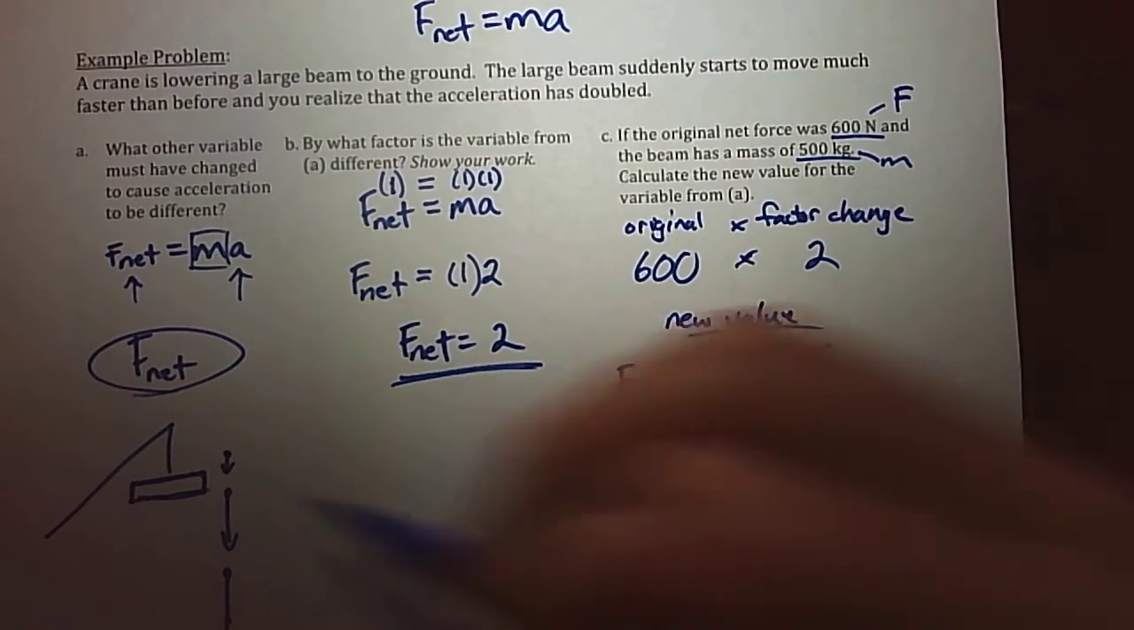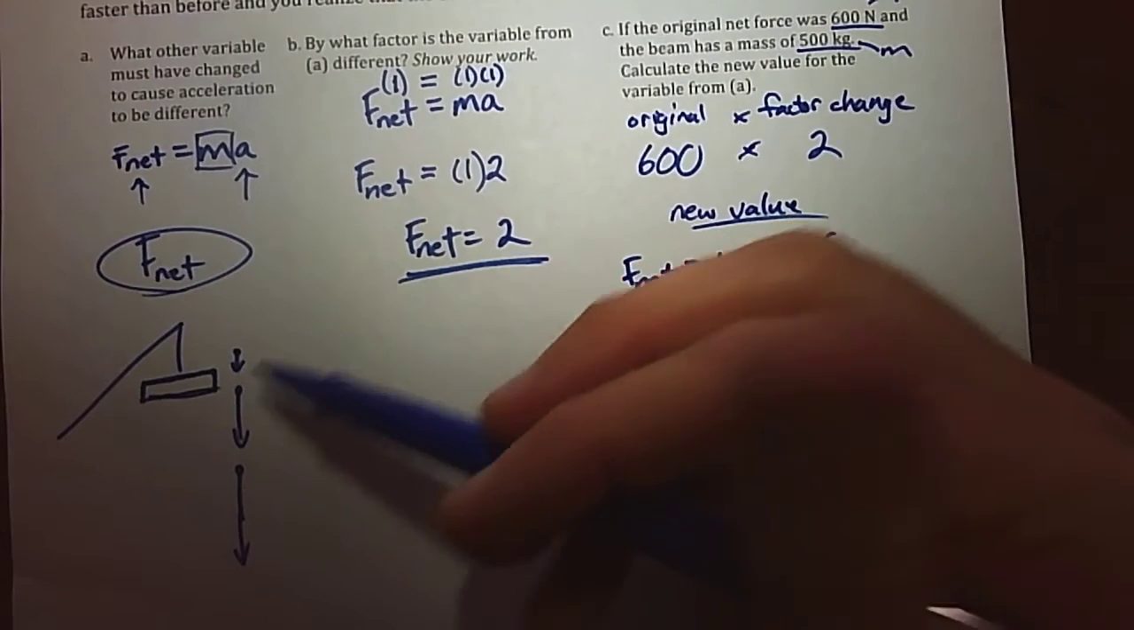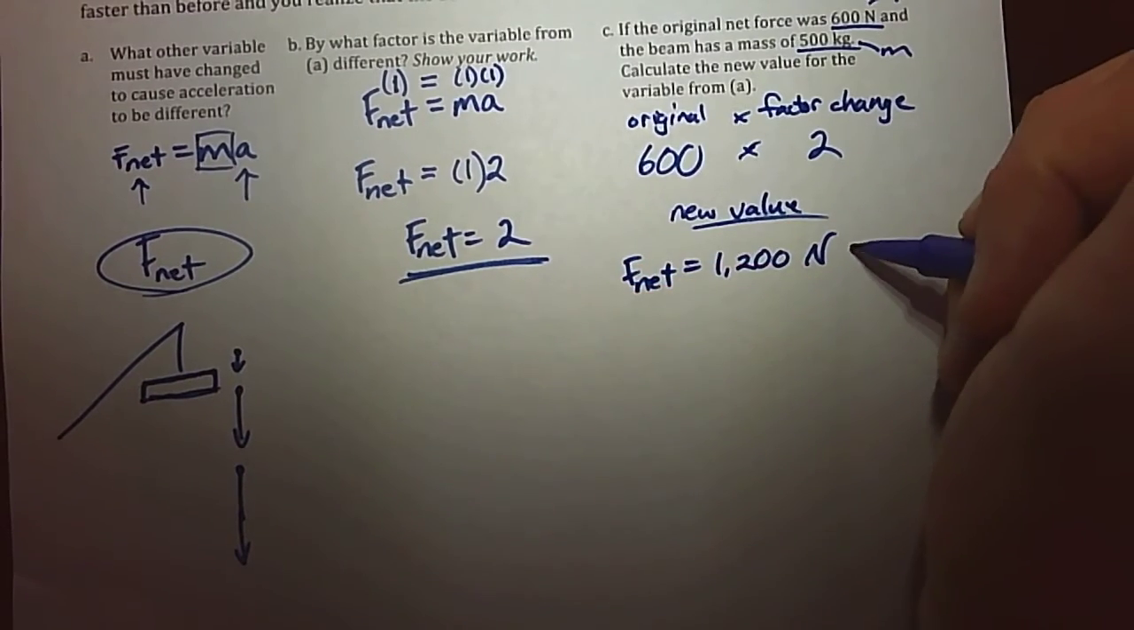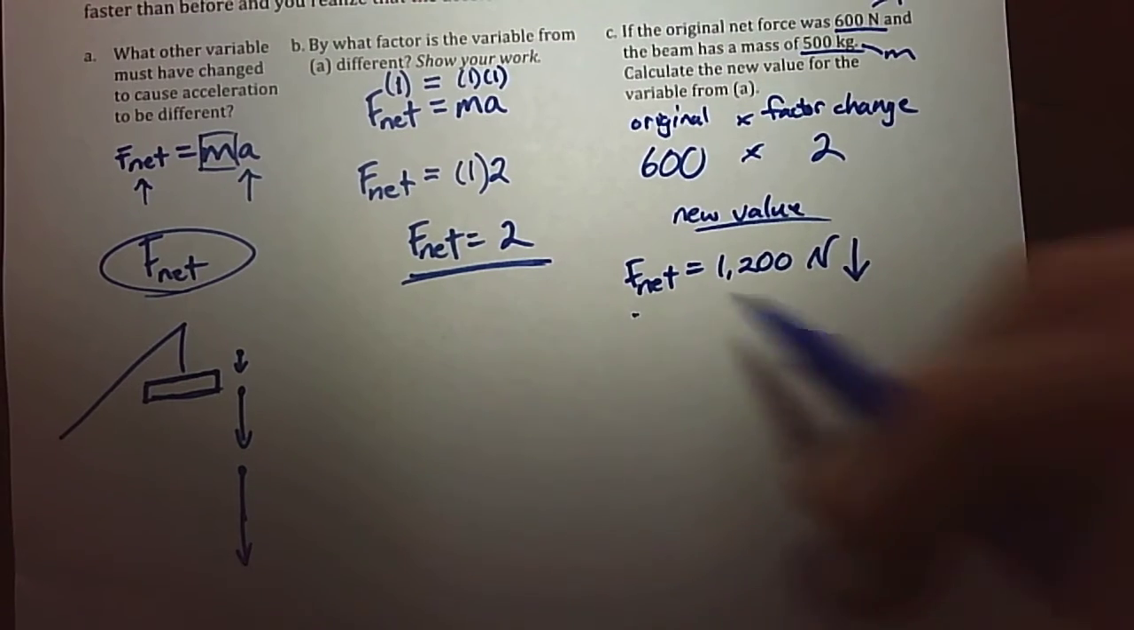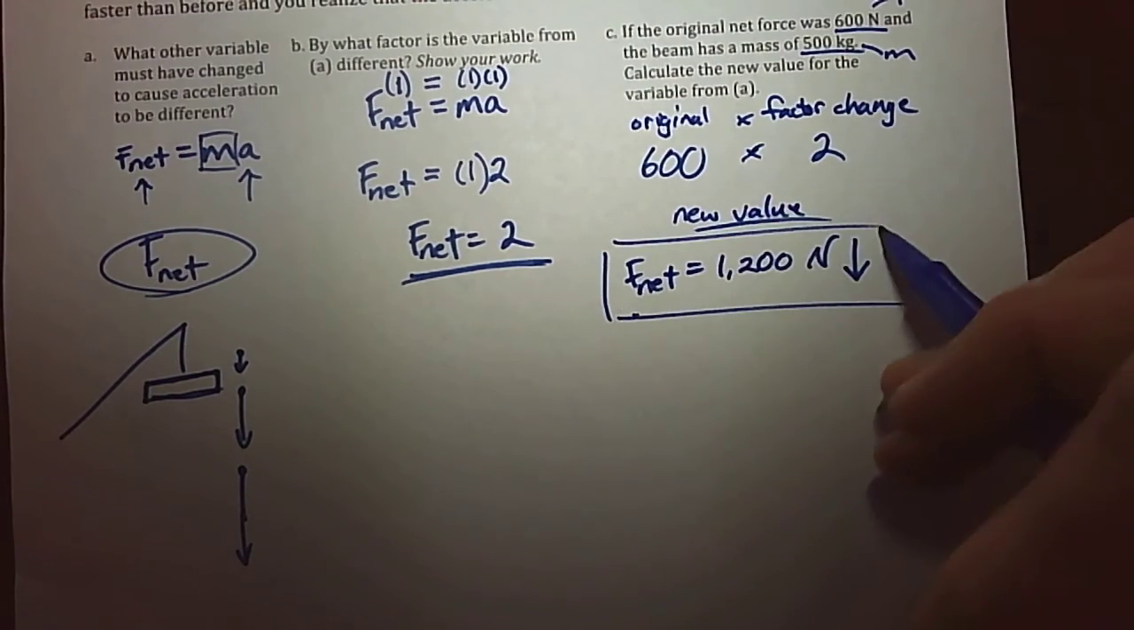All right. And since I do know that my object is accelerating downwards, my net force would also be pointing downwards because I'm increasing speed. There we go.